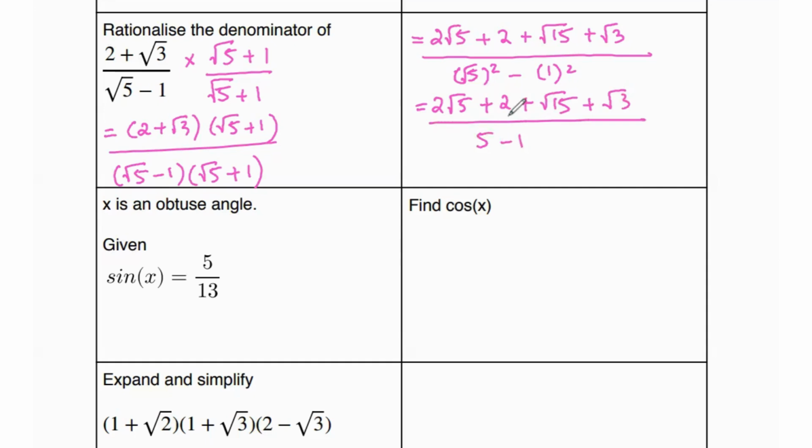Because the square of the root number is the number itself. So that's 2 root 5 plus 2 plus root 15 plus 3, all divided by 4. The reason why we can't further simplify the numerator is because for us to add surds or like roots, the number inside the root has to be the same.